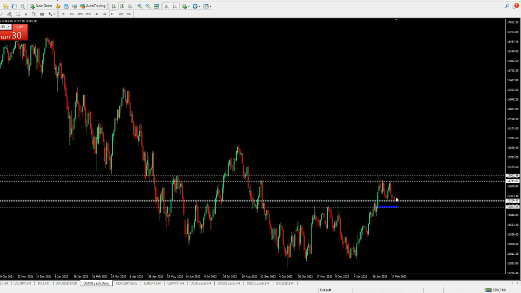So, let's see what's happening. But we're at the bottom of this structure that's busy developing. So, keep it simple. You buy low, you sell high. We're at this bottom of this structure. Let's see how she goes.